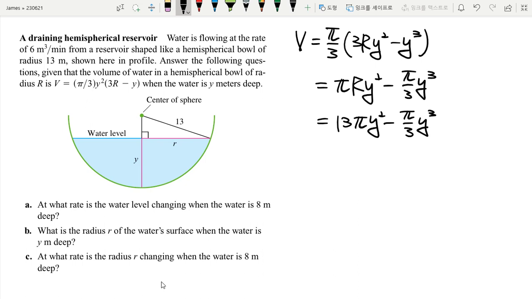when the water is 8 meter deep, that means this y value is 8, and so from the center to the water surface, it's 5 meter. Can you find the value of this small r using the Pythagorean theorem? 13 and 5, so at this instant, the value of the small r is 12.